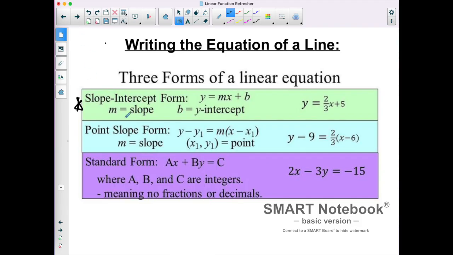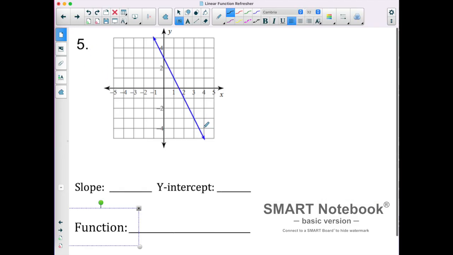So if we focus on slope-intercept form, y equals mx plus b, that m is our slope and b is our y-intercept. We can go from a graph and identify those 2 important features. So here I can see a y-intercept of 3. So the y-intercept crosses the y-axis at (0, 3).